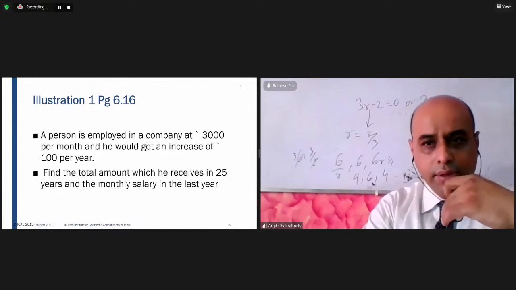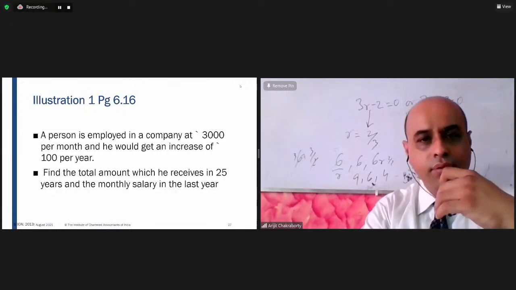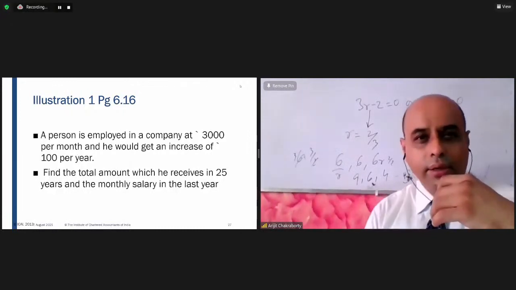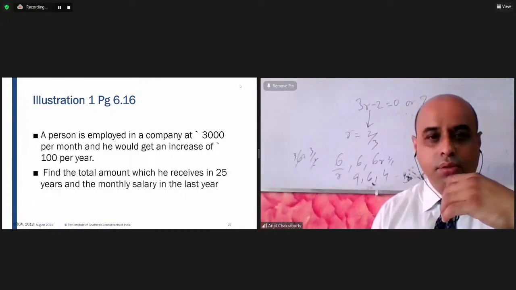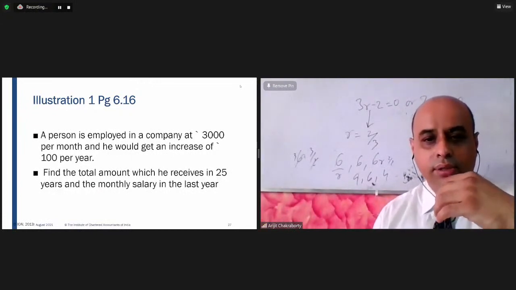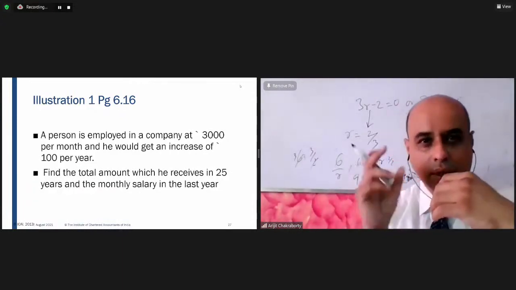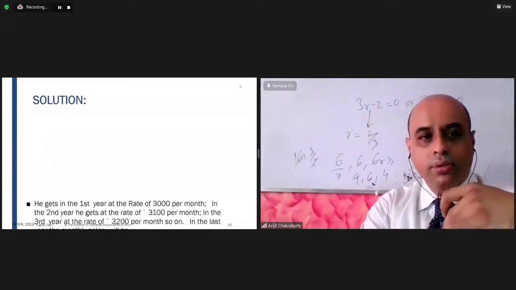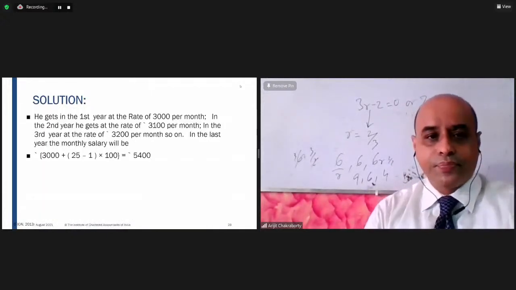Okay, so he's getting 3,000 per month and he's getting an increase of 100 rupees per year. That means 3,000 in the first year, every month, 3,000 into 12. In the second year, this will become 3,100 into 12. So we have to find out the monthly salary in the last year and also the total amount which he received in 25 years. So here n is 25. Fine. So therefore, the equation will be like this.